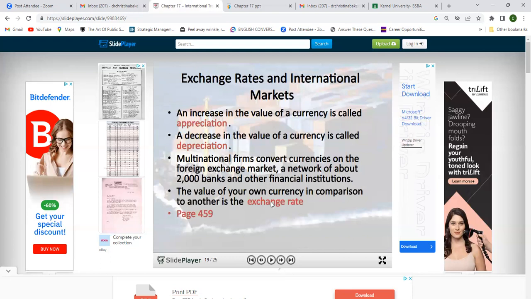In international trade markets, an increase in the value of a currency is called appreciation. A decrease in the value of a currency is called depreciation. Multinational firms convert currencies on the foreign exchange market, a network of about 2,000 banks and other financial institutions. The value of your own currency in comparison to another is the exchange rate.